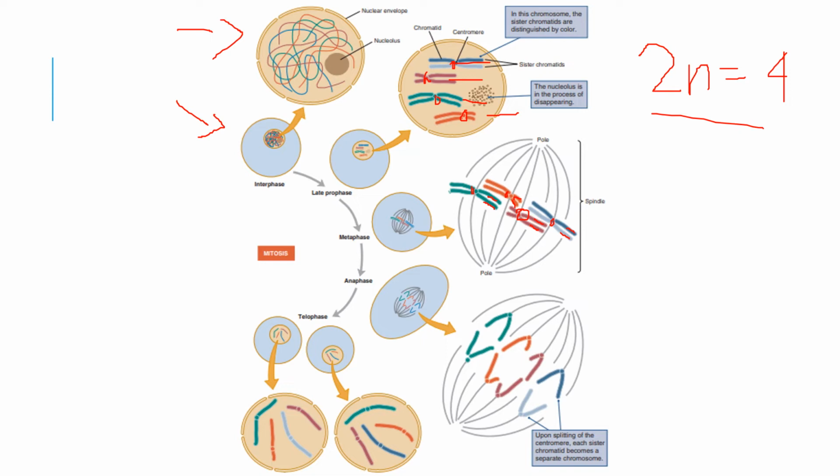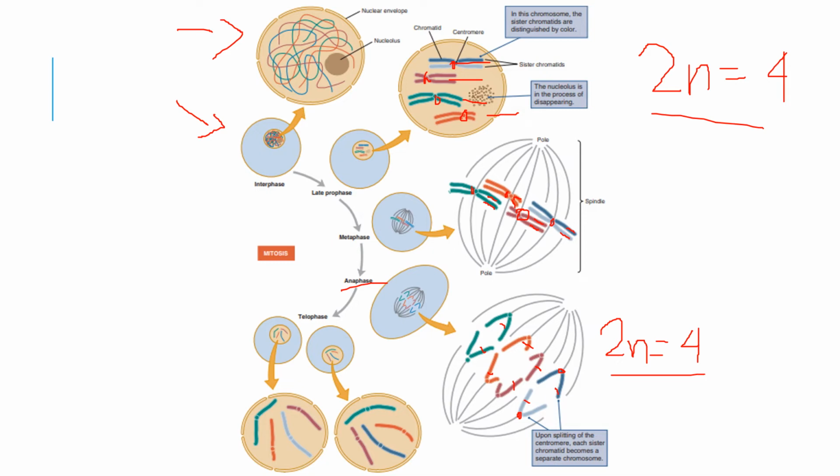How about in the anaphase stage? Take note that upon splitting of the centromere, each sister chromatid becomes a separate chromosome. So when 2n is equals to 4, how many chromosomes would there be in anaphase? That would be 1, 2, 3, 4, 5, 6, 7, and 8. All in all, there are 8 chromosomes in anaphase if 2n is equals to 4.